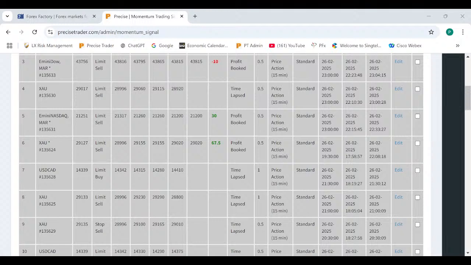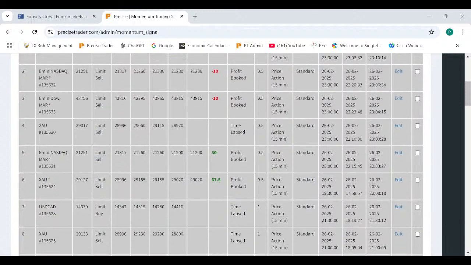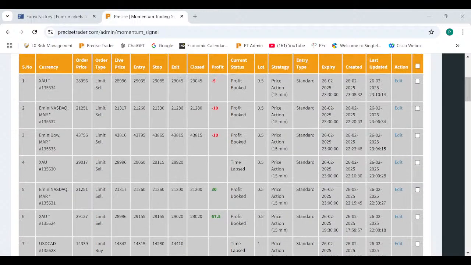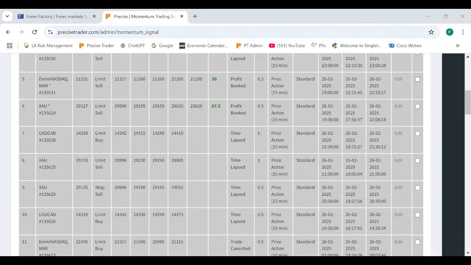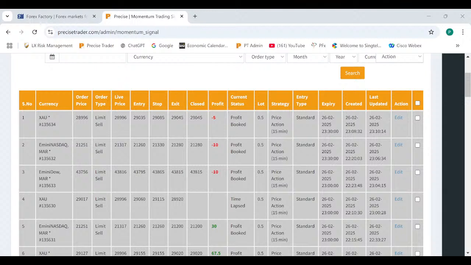We sold gold, we booked profit. We sold Nasdaq, we booked profit. Then we sold and took a loss. Okay, and Dow Jones also we have taken a loss. Gold also we have taken a loss. Okay, a quick loss so that we don't get ourselves caught unnecessarily.